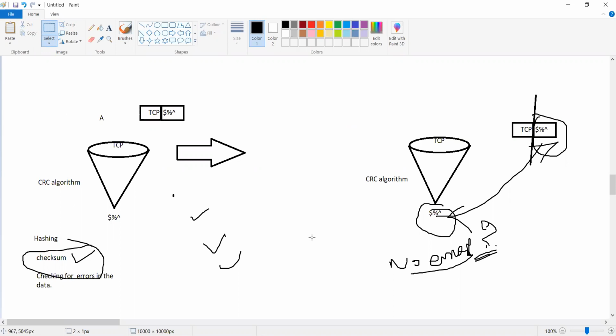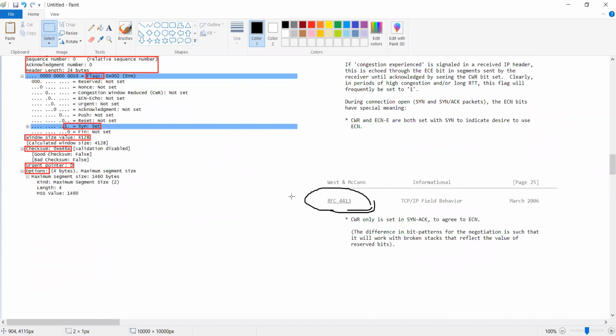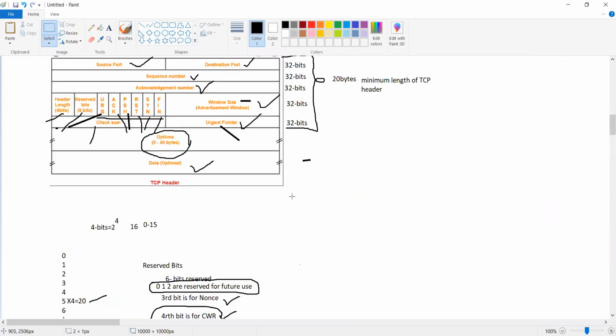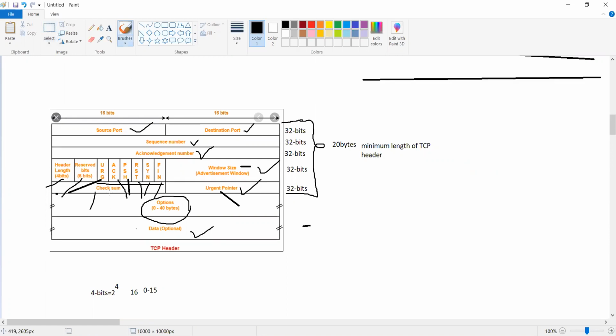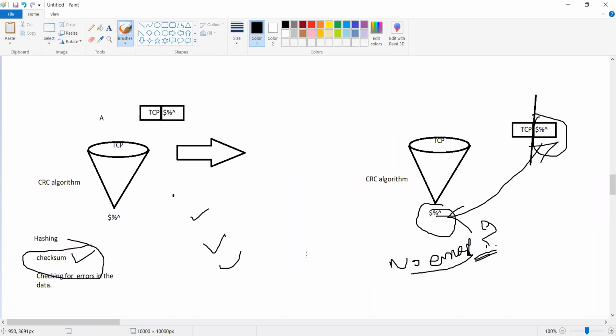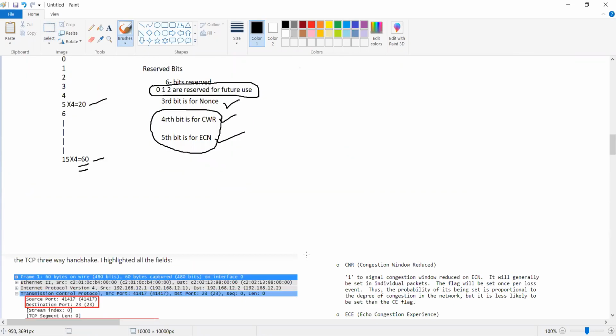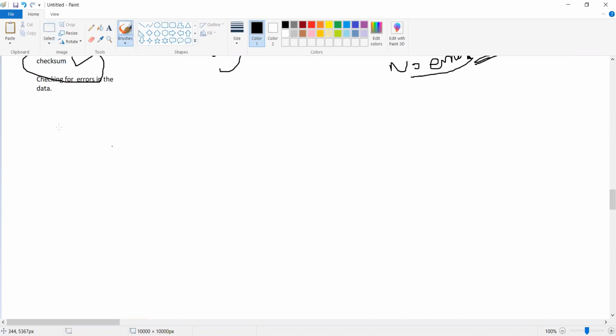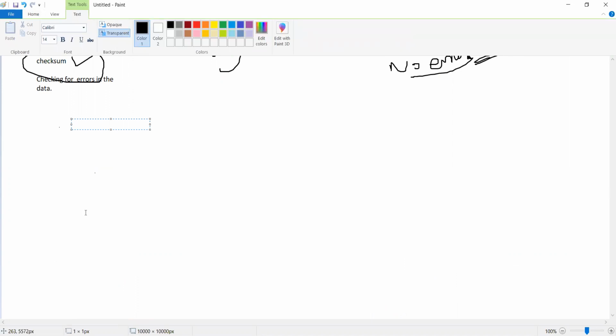Okay. Is this clear to both of you? Yeah, it's clear. Now this was all about checksum. And if we talk about options, there are some options which you need to be familiar with, out of which one important option is MSS. Okay, this you know, MSS, that's for sure.